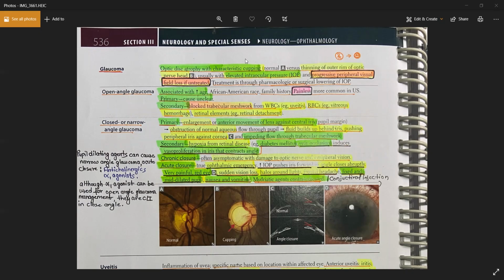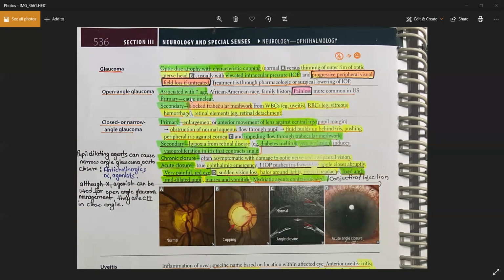Along with that, you will also have progressive peripheral vision loss, and a visual field defect can also be there if the condition is left untreated. You will have two types of glaucoma: one is the open angle, one is the closed angle. If you guys remember the angle between the cornea and my iris, if this angle is closed, I will call it closed, or narrow angle, glaucoma. If the angle remains normal or open, I will call it open angle glaucoma.